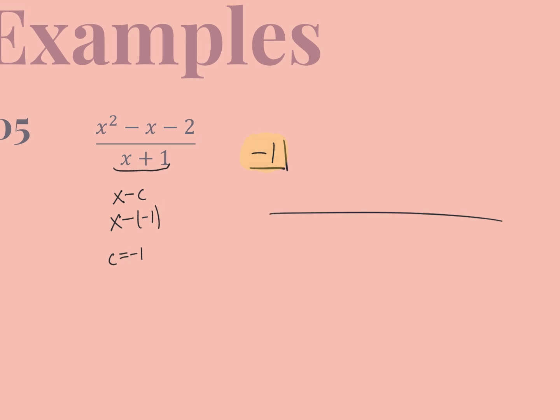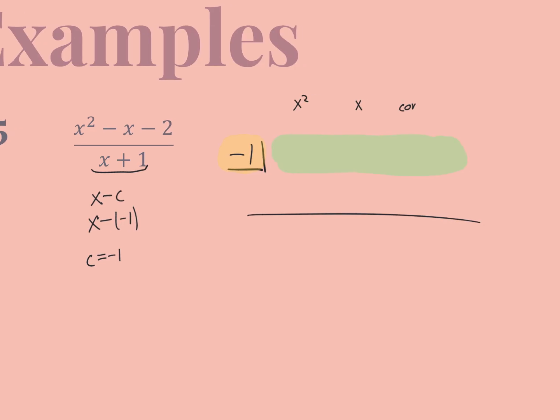And then what's going to go right beside it is the coefficients of your dividend, just the coefficients in decreasing exponent order. So you're always going to start with your x squared term, your x term, and then your constant. The coefficient in front of x squared, I don't see a number in front, so I'm going to assume it's a 1. The coefficient in front of my x term is negative 1, and then my constant is negative 2.